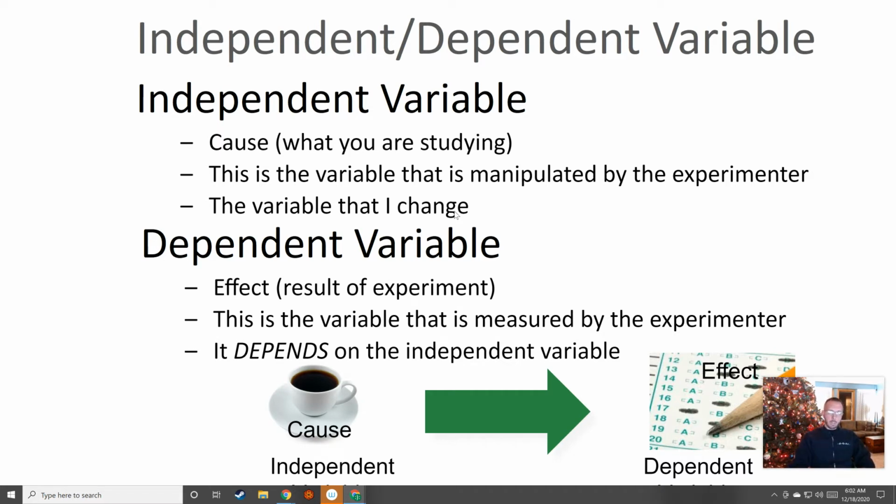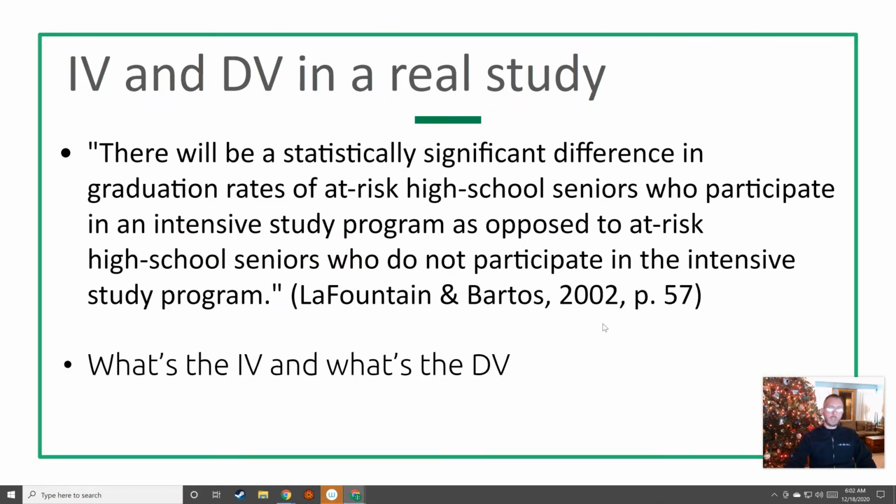The dependent variable, this is the one that's going to be affected. Okay, it's dependent on the independent. That's why it's called that. This is the one that you're going to measure the outcome on, and it's going to depend on the independent variable that you are changing. So let's look at it in a real study.